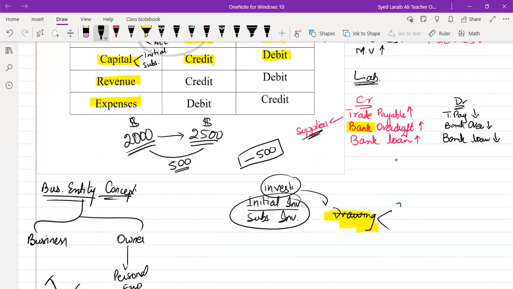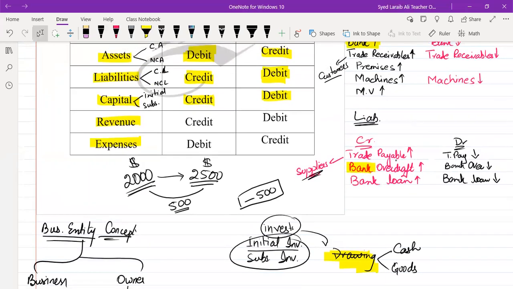Drawings are of two types: drawings of cash and drawings of goods. When the owner takes cash, it is called drawings of cash. When the owner takes the product for his personal use from the business, this is known as drawings of goods. And these two drawings reduce the owner's capital. Then we have revenue. Revenue is an income. Revenue is an income which is generated by the business.